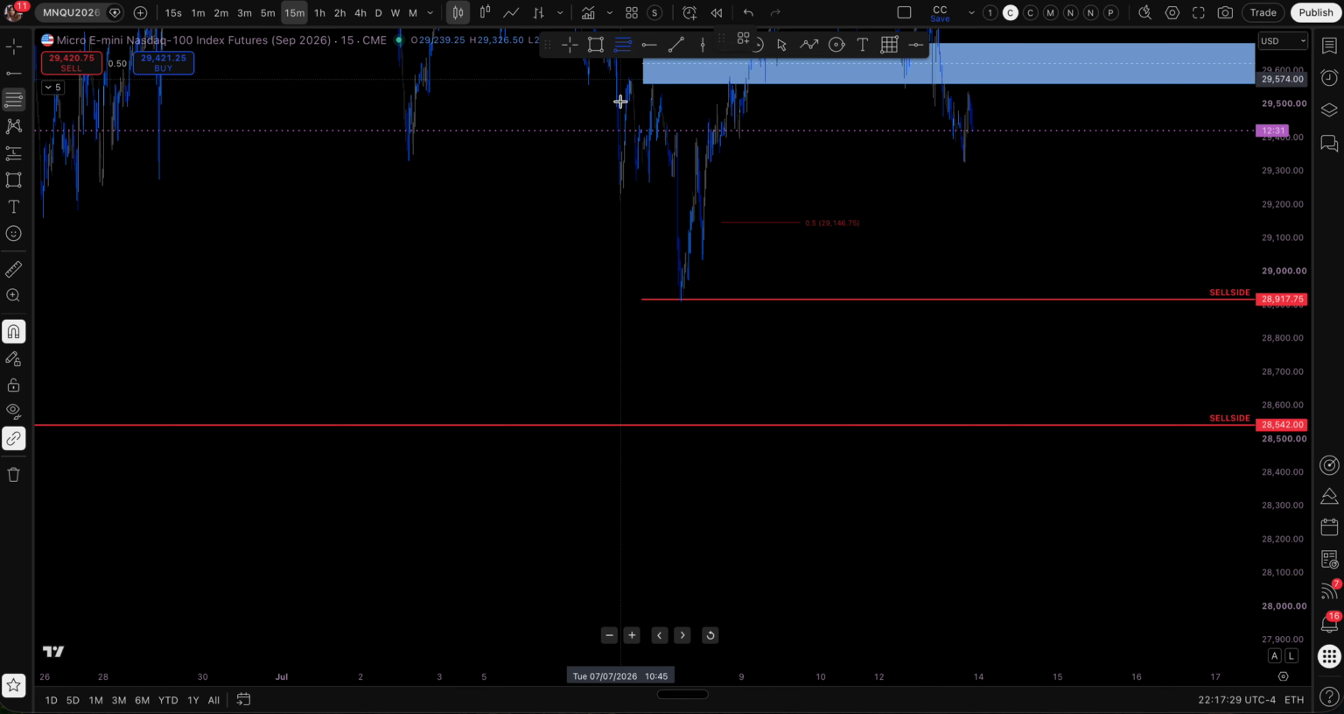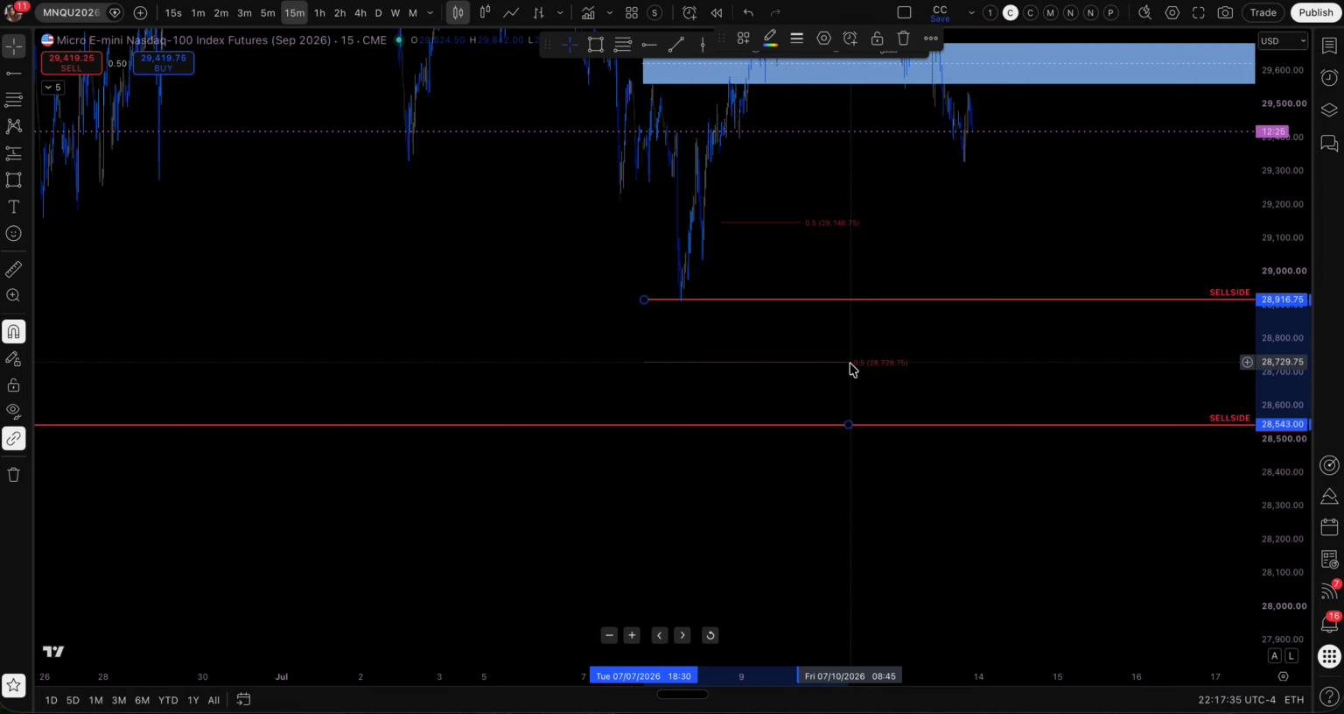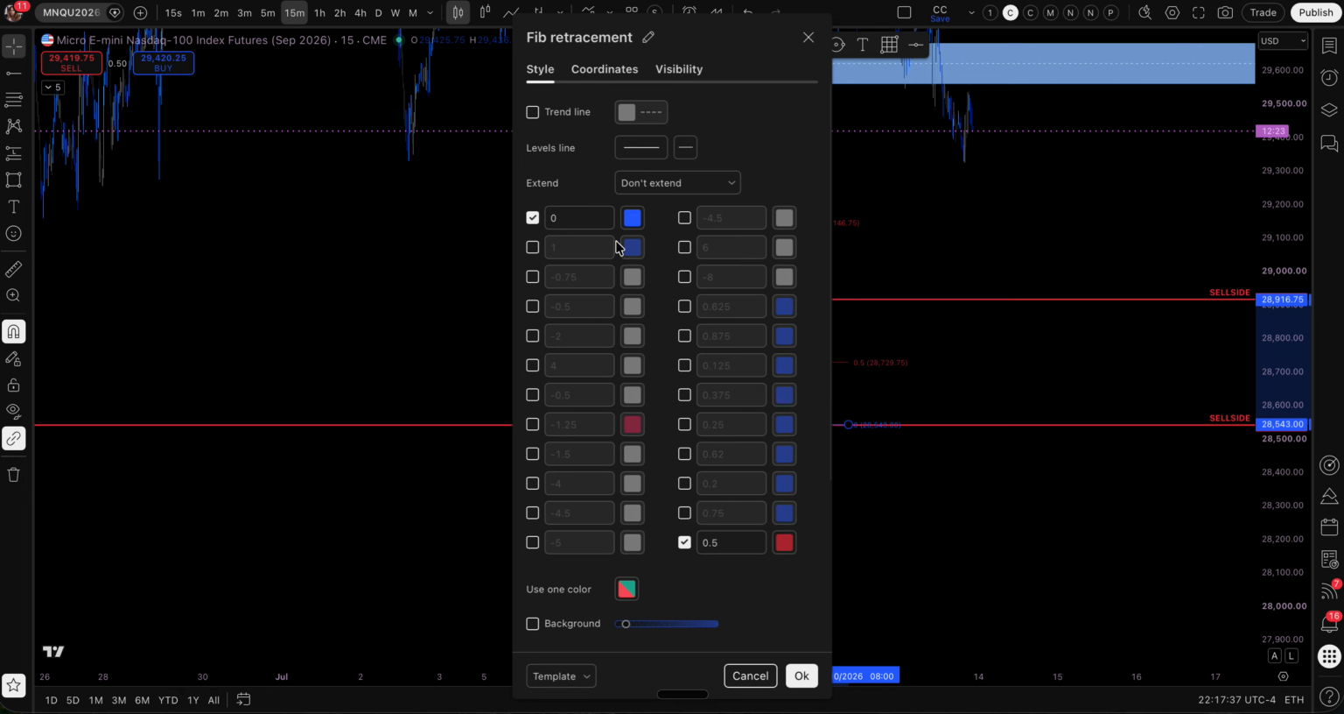I'm going to use my Fibonacci retracement tool again. I'm going to mark from here down to here. I'm going to put back up all my things that I had here.